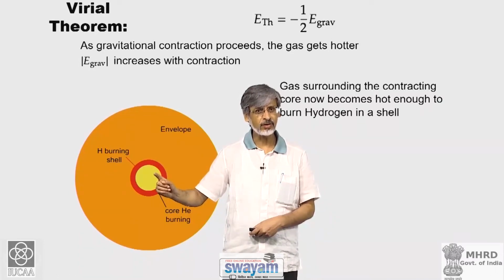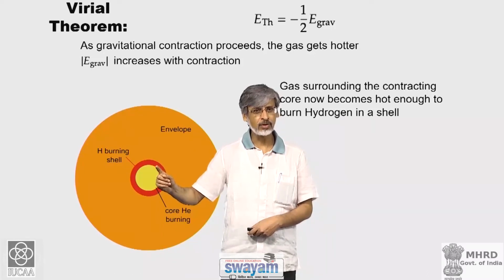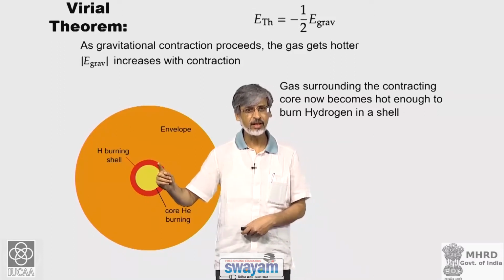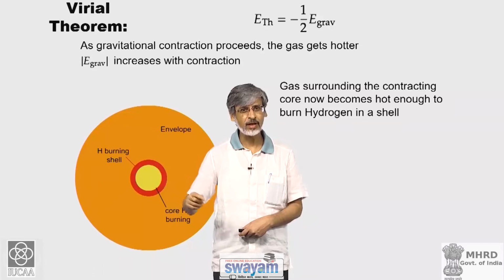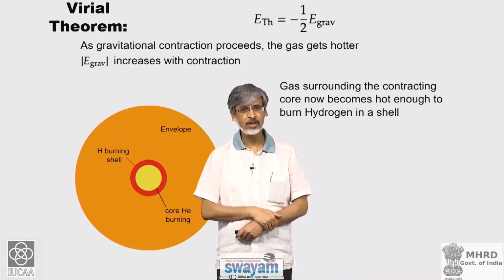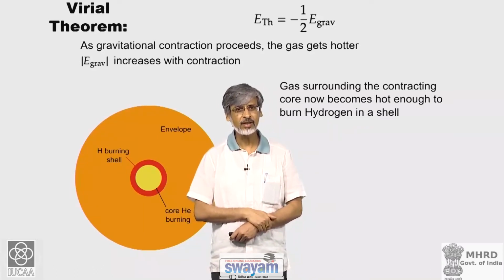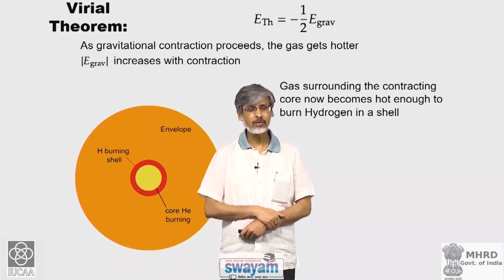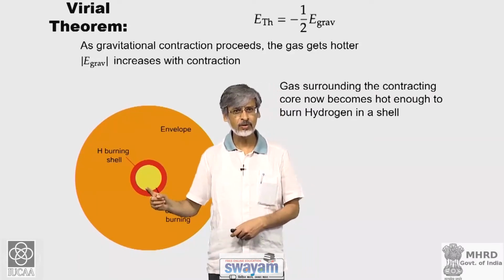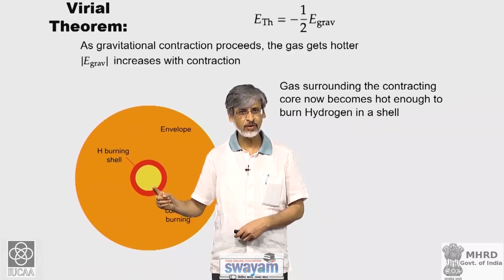As it contracts, it gets hotter. So, therefore, the material surrounding it also gets hotter. The material surrounding it, just before the contraction began, was not hot enough to burn hydrogen. As the core contracts, temperature rises everywhere, and the material just around the core now becomes hot enough to start hydrogen burning. So, now we are left with a core which is not burning anything and contracting.